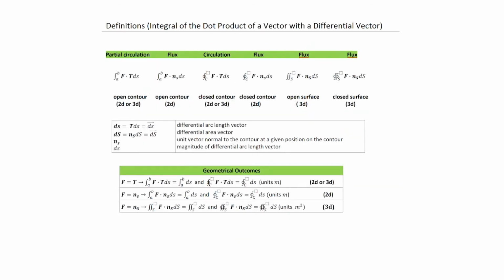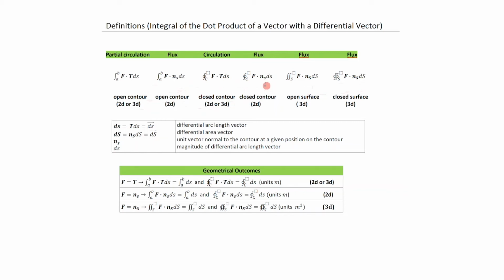Okay, so the next thing to do is to look at the various possible combinations of taking dot products between 2 different vectors, where one of the vectors is just that, a vector, and the other one is a differential vector. If you look in the row here, you'll see T dS, N dS, T dS, N dS, N capital S dS, N capital S dS. These are your differential vectors that you see here. This is a differential length tangent to the contour. This is a differential length normal to the contour. This is a differential surface area.